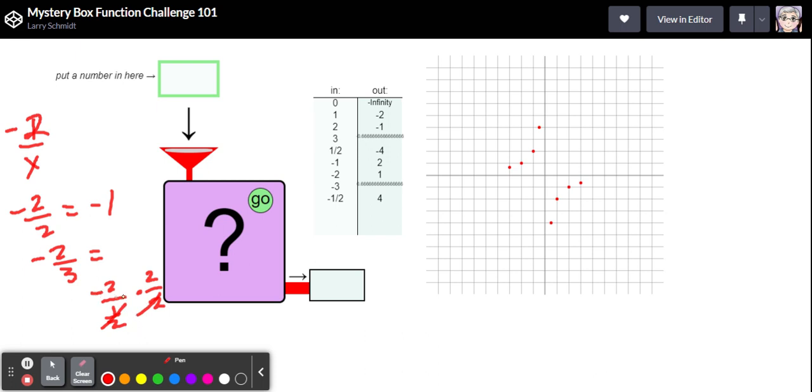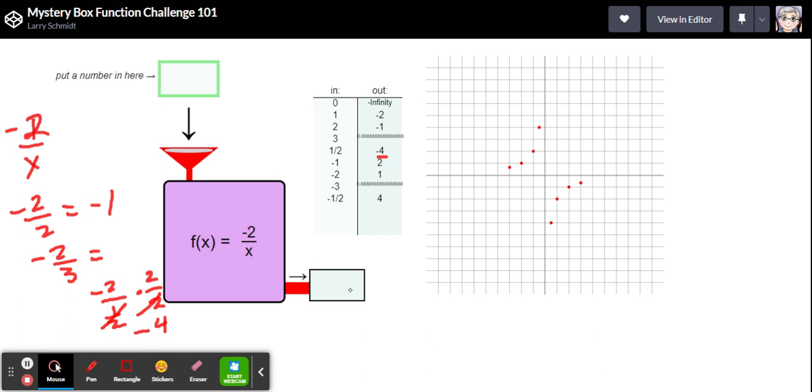And then on the top, you get negative 2 times 2. So that all equals a negative 4. Negative 4 over 1 is the same thing as negative 4. So when we put in 1/2, did we get a negative 4? And yes, we did. Okay, I am convinced at this point that it is negative 2 over x. Let's go ahead and reveal that. Yeah, negative 2 over x, and we can graph that as well.